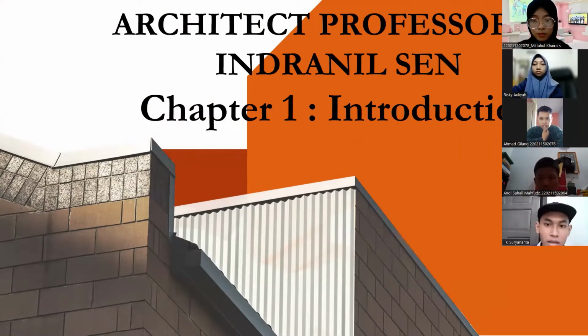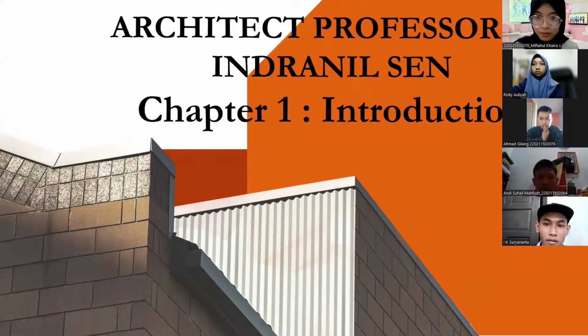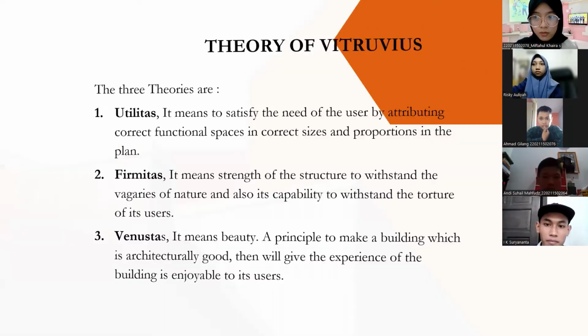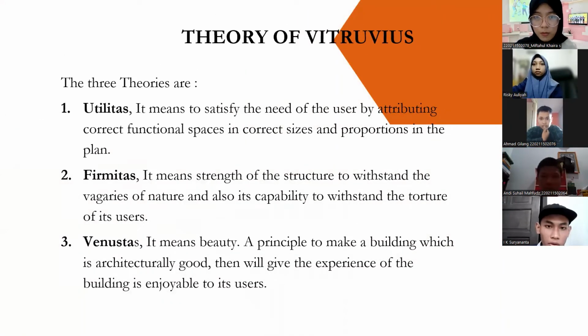Chapter 1, Introduction. Theory of Vitruvius. The three theories are: first one, utilitas. It means to satisfy the need of the user by attributing correct functional spaces in correct sizes and proportions in the plan. The second one is firmitas.